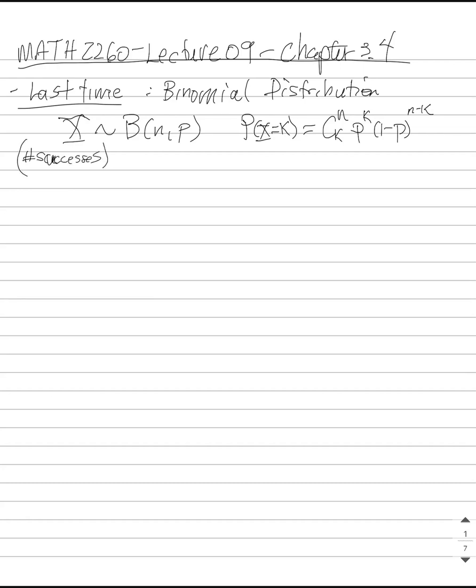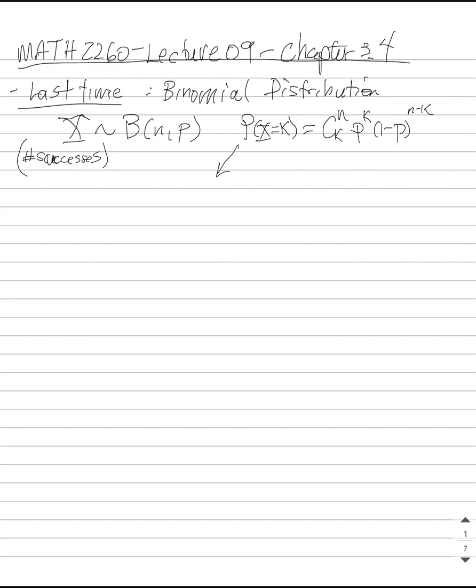We were interested in these multi-stage experiments with only two outcomes. And we developed this notation, capital X distributed like B(n, p). It implied that the binomial distribution depended on how many trials and the probability of success. We also developed a formula for the mass function.